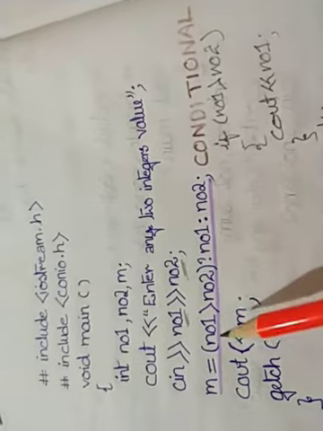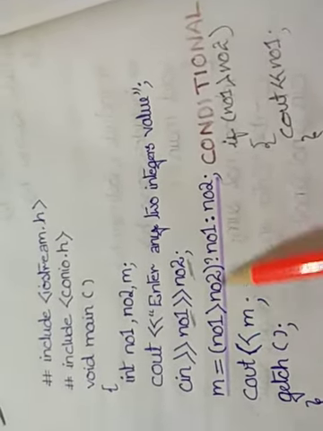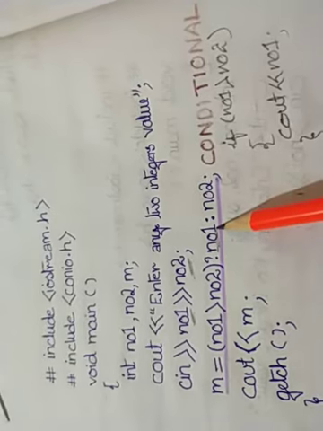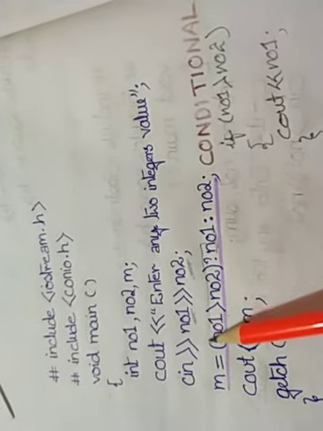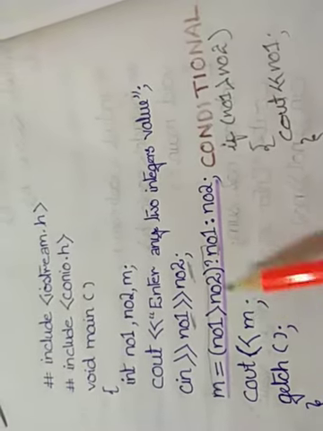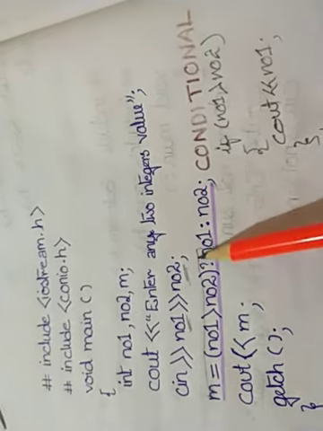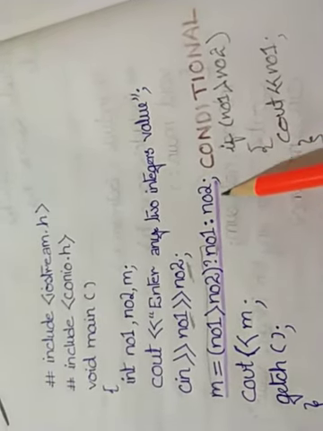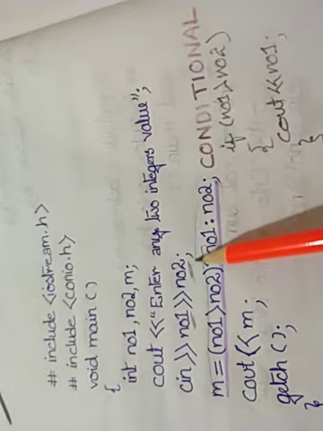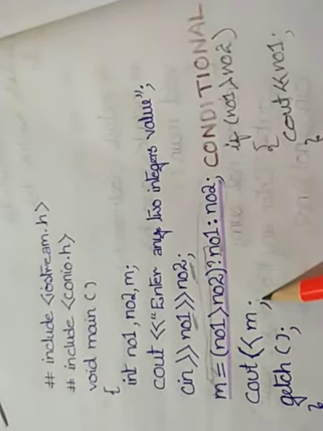Then I check which among these two numbers is greater. If NO1 is greater, then it will take the value of NO1, assign it to M, and print the value of M. But in case the condition becomes false, it will take the value of NO2, assign it to M, and print out the value of M.